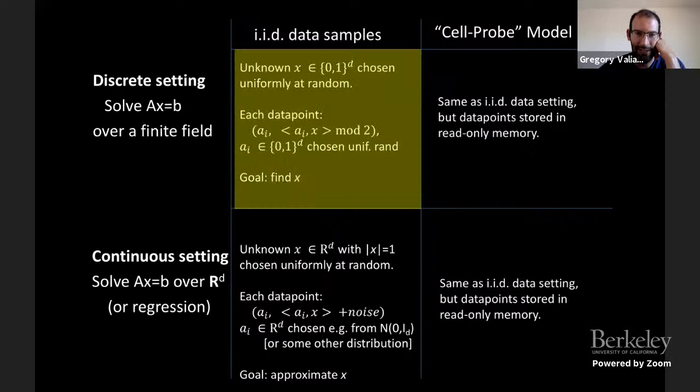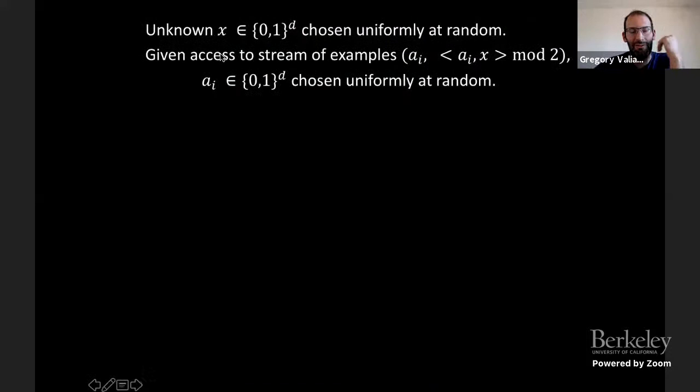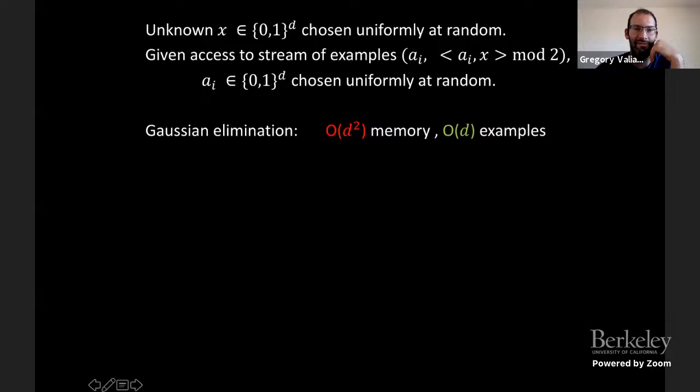Again, the universe has picked an unknown d-dimensional binary vector. We're given a stream of examples of random binary vectors and their inner product with the mystery vector mod 2. Our goal is to find this mystery vector. There are two obvious algorithms. One of them is Gaussian elimination. Say we take 2d examples; with all but inverse exponential probability, this linear system over F2 will be full rank. And so we can just solve this, and this would take on the order of d squared memory. We will need order d examples, and each example is order d bits. So using order d squared memory, we can do our Gaussian elimination and solve this linear system over F2.